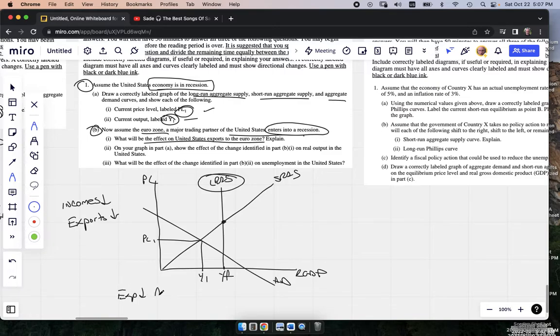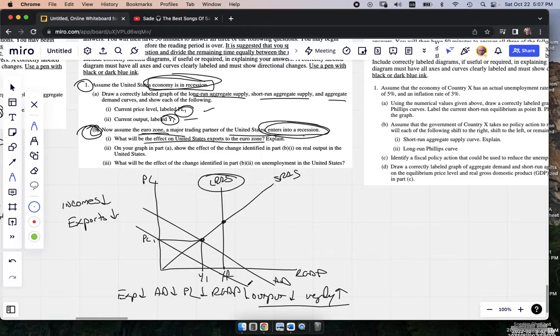If exports in the U.S. go down, we know aggregate demand goes down, we know the price level goes down, we know real GDP goes down, we know output goes down, and we know unemployment has to go up. These two are always in the opposite direction. So we were in a recession, we drew it, and then the Eurozone went into their own recession. So guess what happened to the U.S.'s recession? It got even worse, right? So this would be PL2 probably, maybe Y2, something like that.